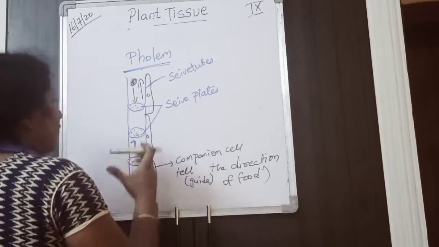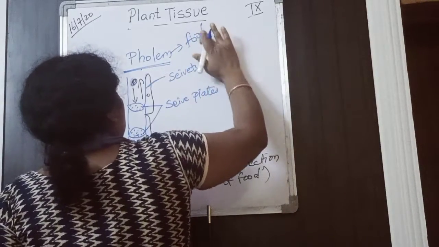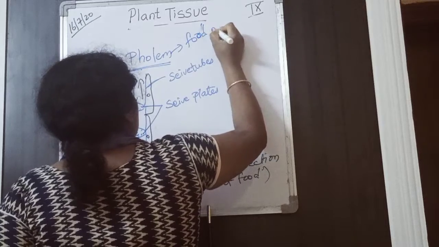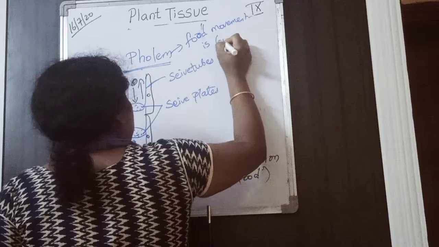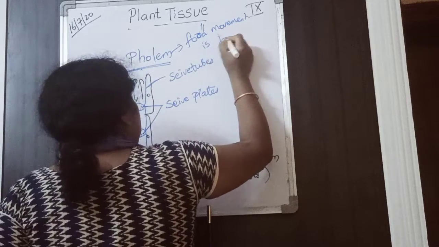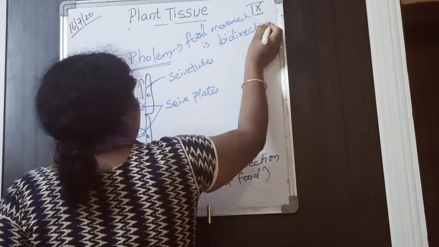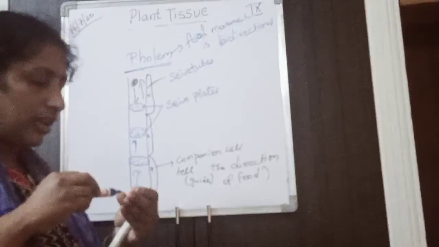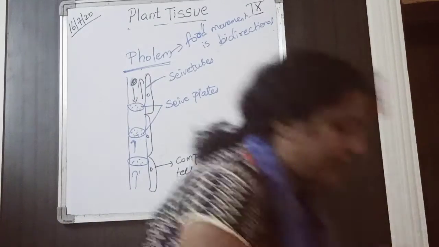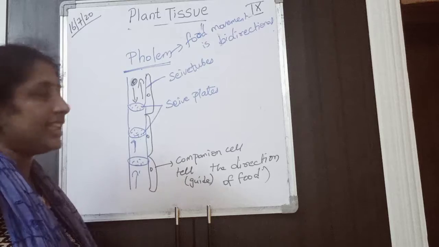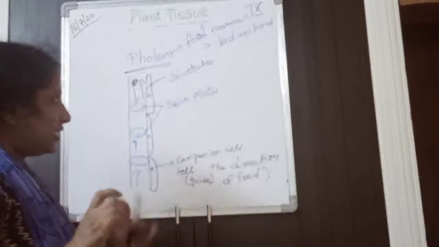So the food movement is in phloem. The food movement is what? Bidirectional. Clear? So in xylem the water movement is unidirectional, but in phloem the food movement is bidirectional. Okay, so this is understood.